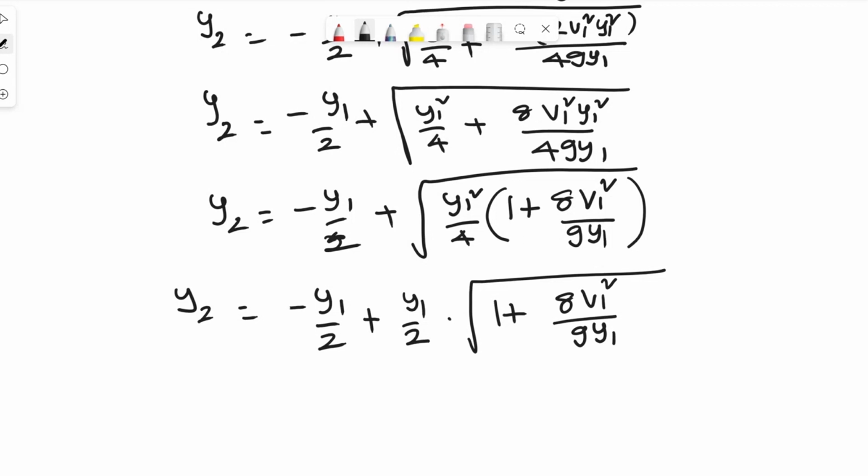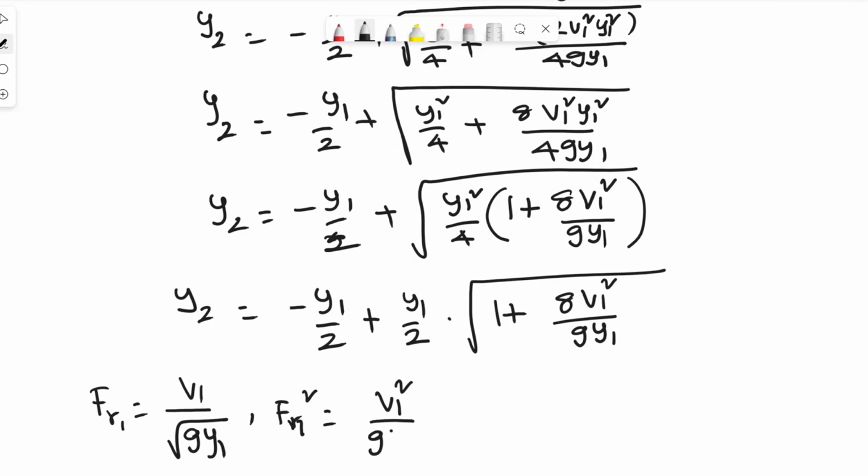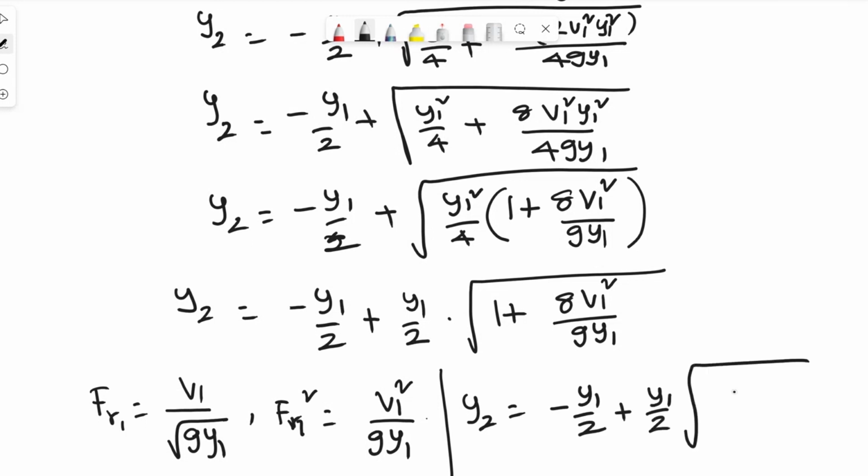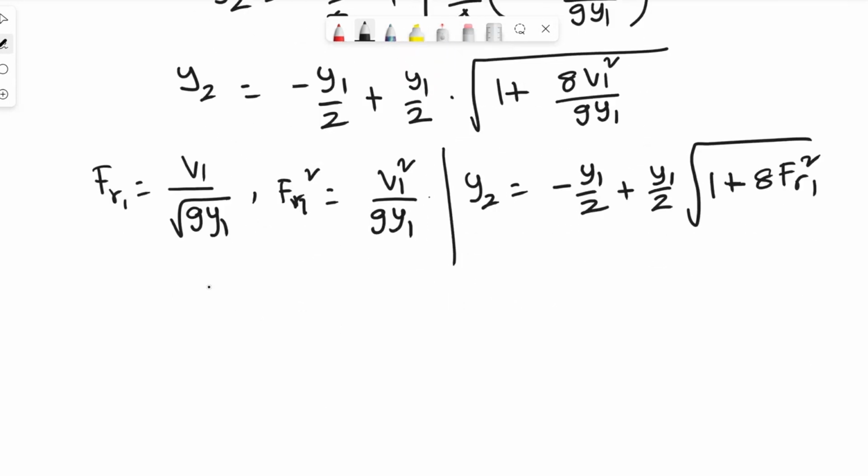So now, what is the Froude number FR1 we have written? FR1 is equal to V1 by square root of g y1, or FR1 square is equal to V1 square by g y1. So now if I substitute that, Y2 is equal to minus y1 by 2 plus y1 by 2 into square root of 1 plus 8FR1 square. So that is the answer I am interested in.